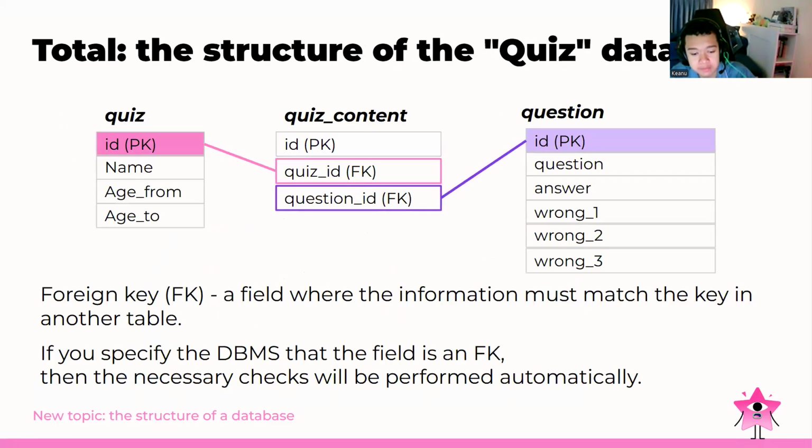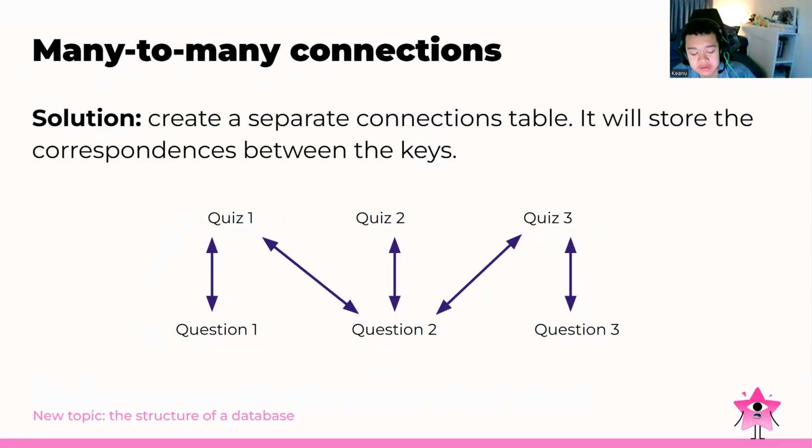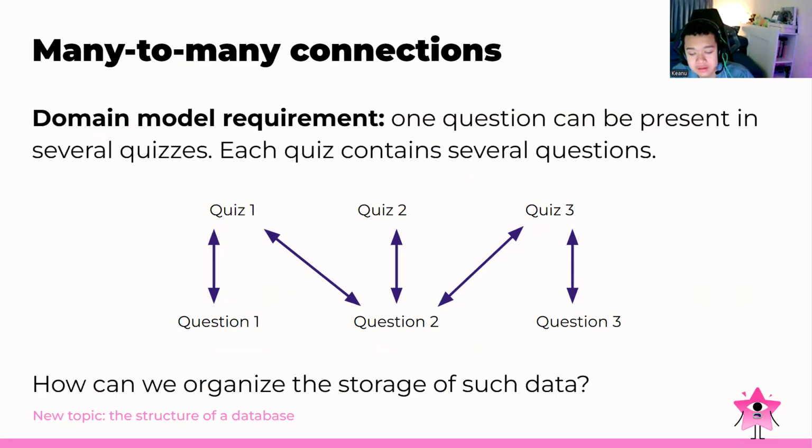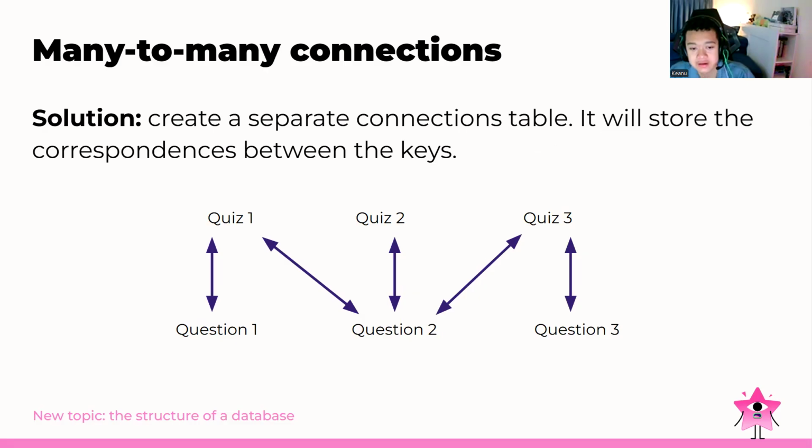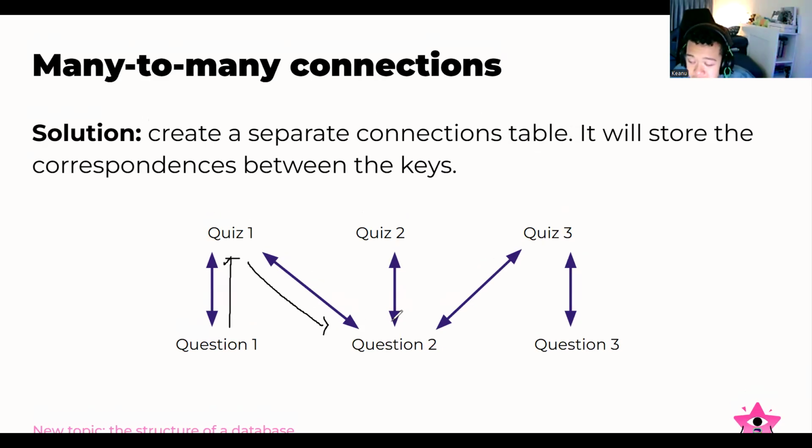Can I see the previous slide again? Okay, then the next one. So this is a separate connection table, and it will be many to many. That means they can connect to each other. Oh, okay, because of the arrows. It connects to here, and here. Oh yeah, I get it.